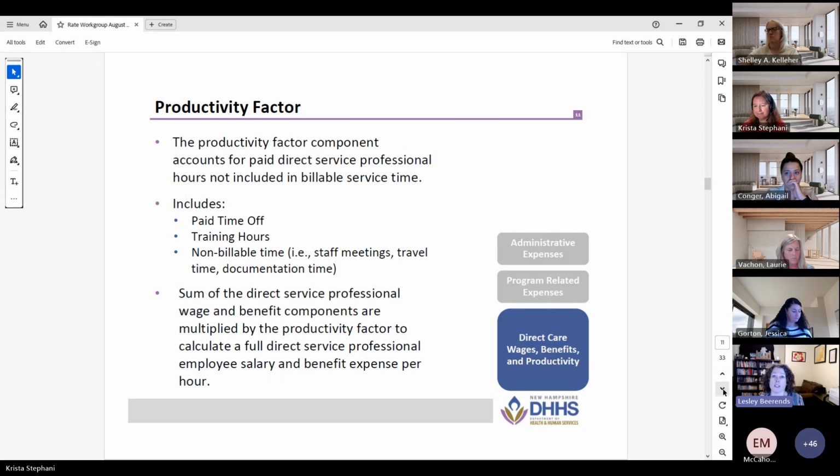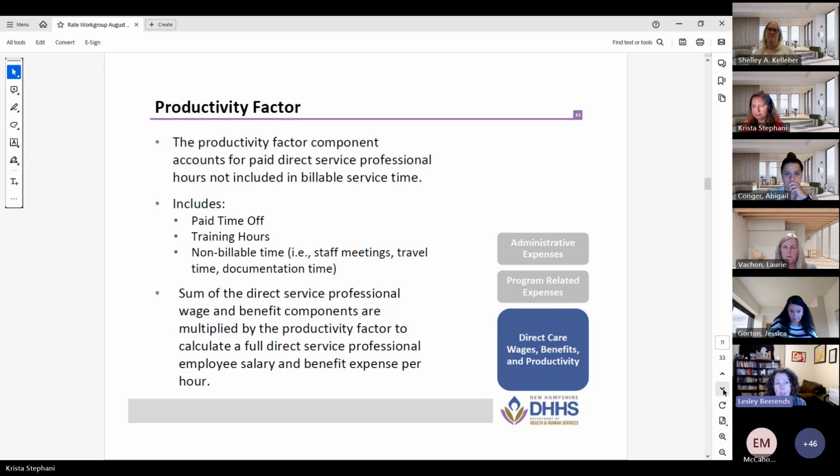Okay. So the next component is that productivity factor. So like I said earlier, this is to account for those DSP hours that are worked and paid, but not included in the billable service time. And we want to make sure that that's accounted for in the rate methodology. So that's going to include things like your PTO, your training hours, and then things like staff meetings and travel time and documentation time, no-shows, things that just aren't included in billable time, but you know that your DSPs are getting paid for it. This information also came from the cost surveys.